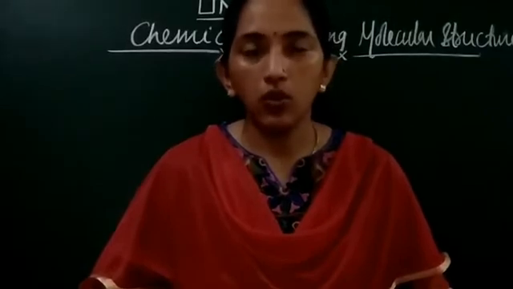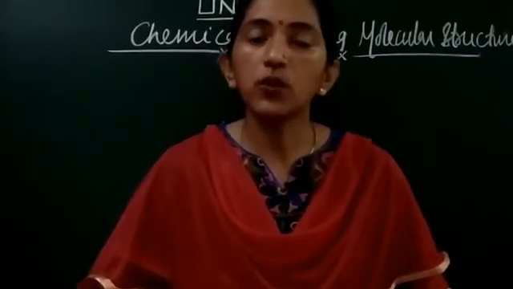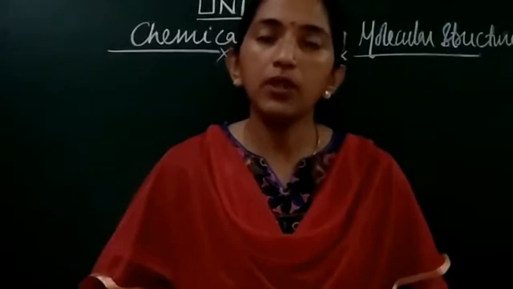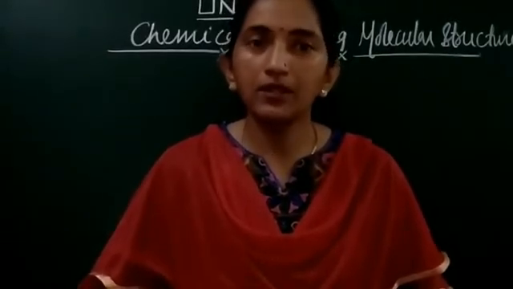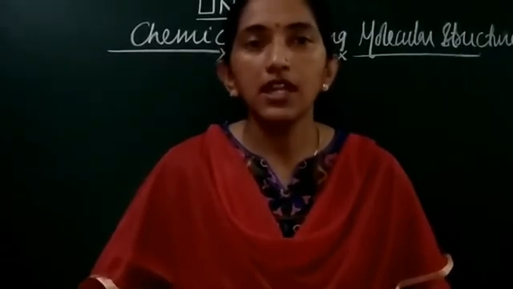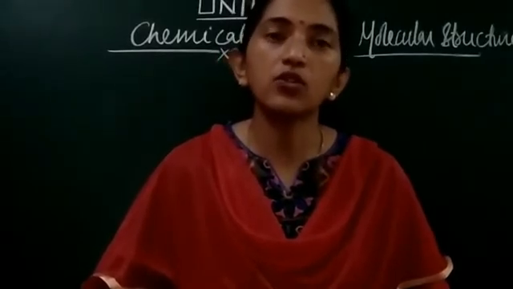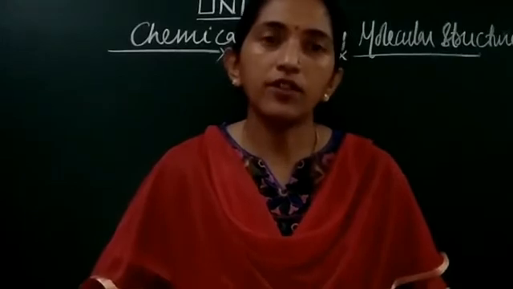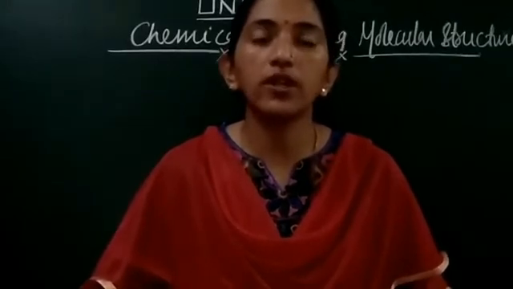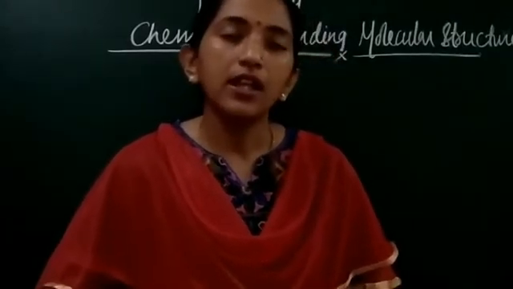So this attractive force which holds the constituent particles, whether it be an atom or an ion, together in a molecule or a species, is called a chemical bond. So what is a chemical bond? It is a force of attraction which holds the constituent particles together in a compound or in a molecule of a compound, right students?